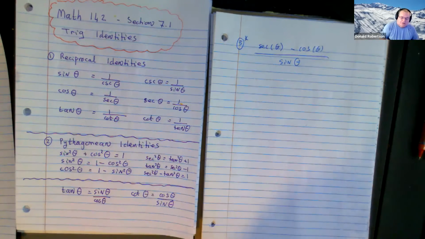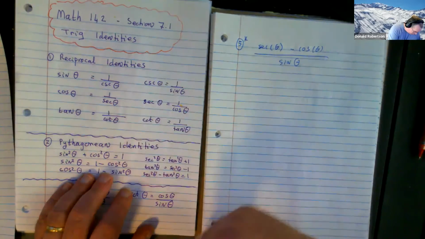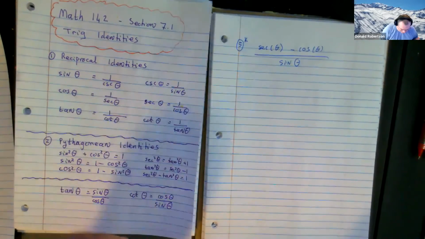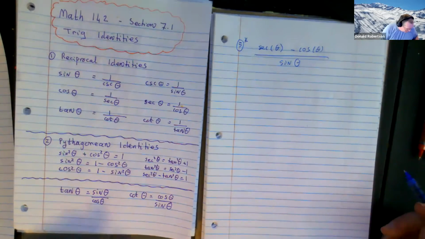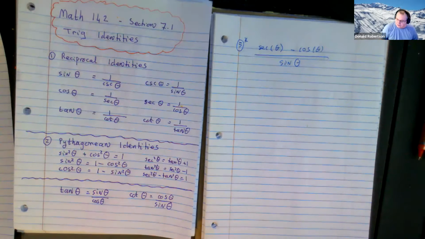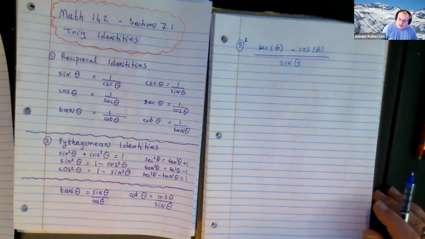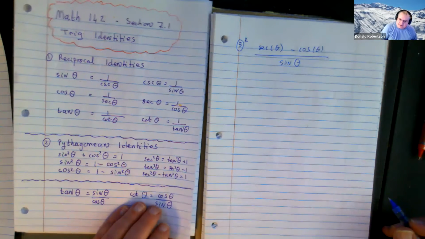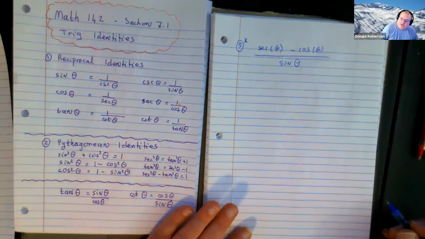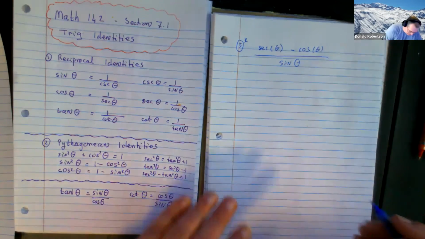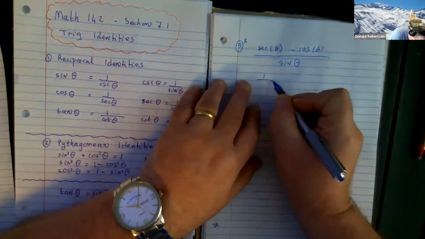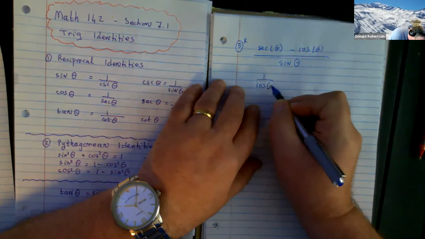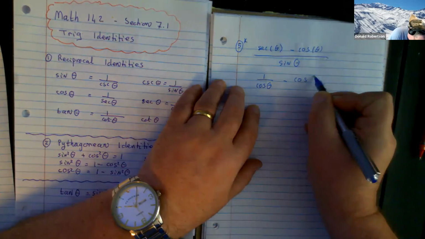Now, there are lots of different types of identities that we have to deal with. And so I can't say, step 1, step 2, step 3 kind of thing, because they vary. But there are some general rules that work in a lot of situations. And one of those is turn everybody into sines and cosines, if you can't think of anything to do. So I'm going to take the secant, I'm going to call it 1 over the cosine of theta.